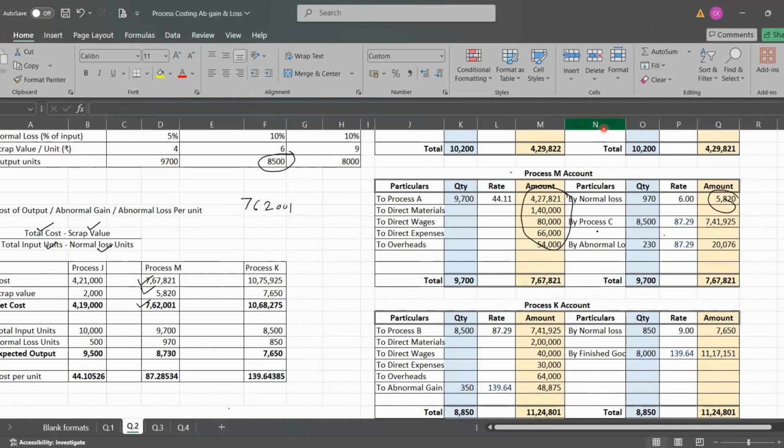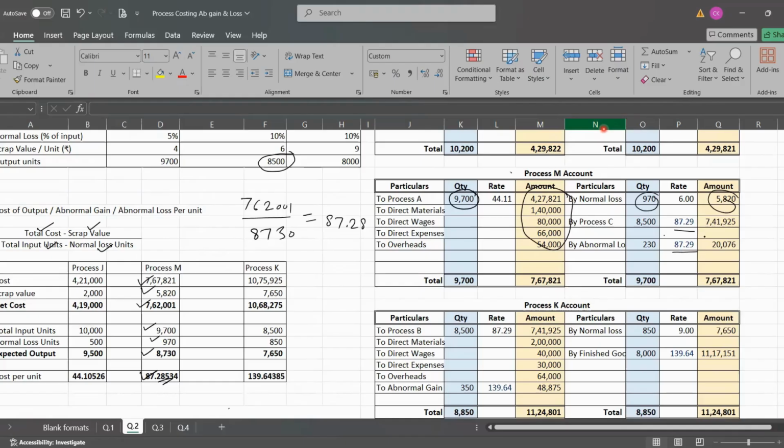7,62,001 is the net amount spent, divided by debit input units minus credit scrap units. So 9,700 minus 970, as the working note is shown here. It comes to 8,730. So divide 7,62,001 by 8,730. We will get the answer as 87.28. It is shown here as working note. Since the next digit is 5, it is rounded up, so 87.29.